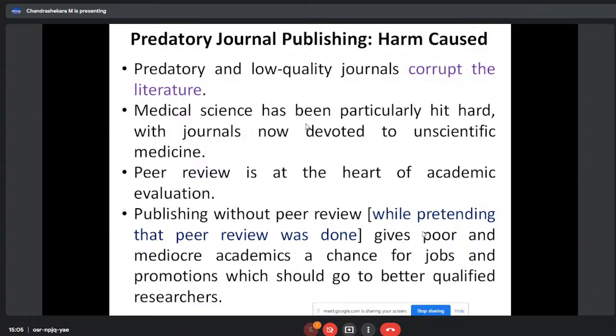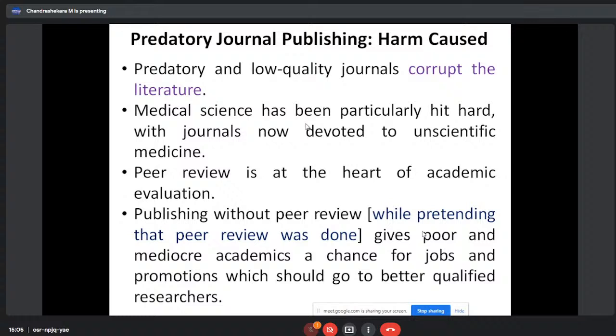Okay, that way, predatory and low quality journals corrupt the literature. This concept is available in this paper, number three, the last seventh one. Medical science has been particularly hit hard, with journals now devoted to unscientific medicine.